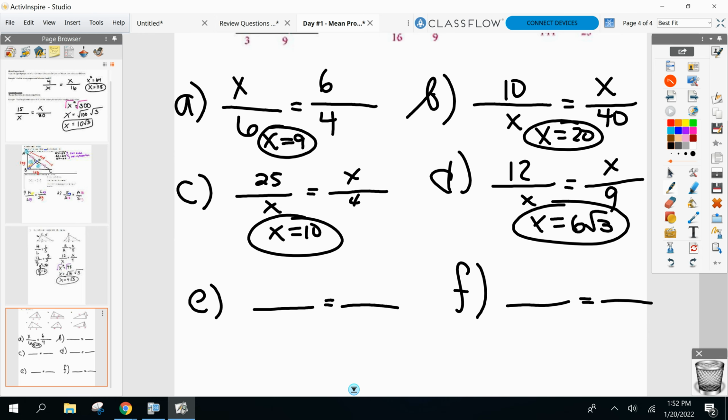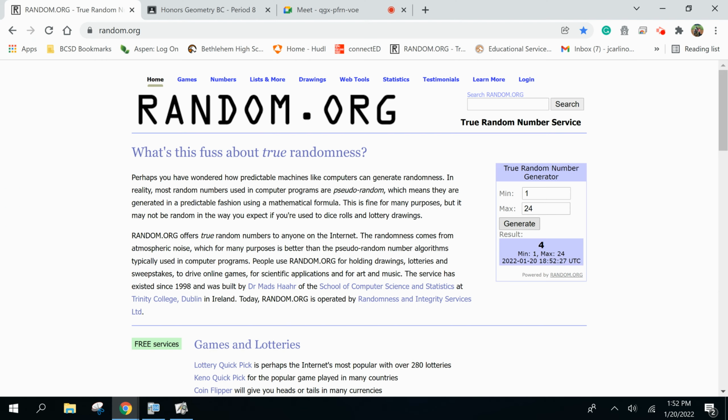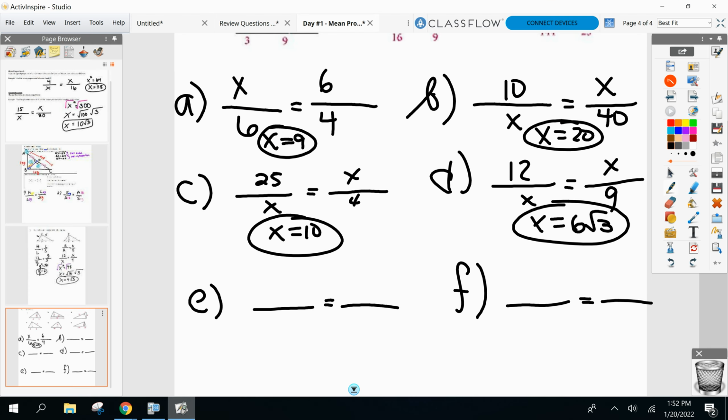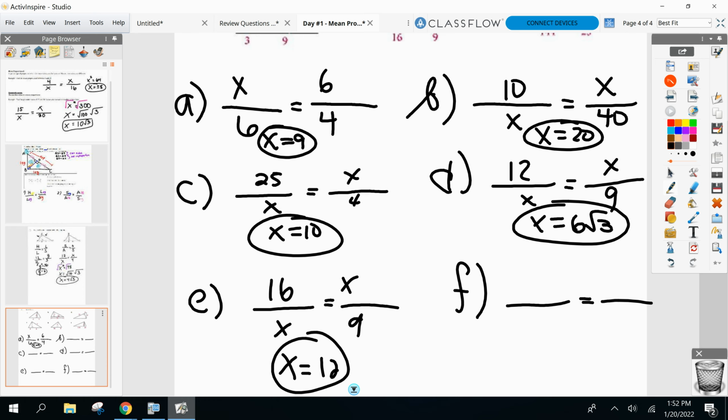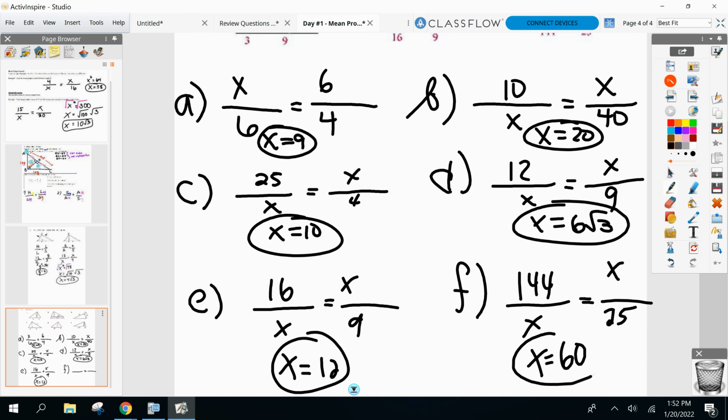E? Griff, what do you got for your proportion? 16 over x equals x over 9. Good job. And that should have been just 12. And finally, finish this out here. Take us home. F. 144 over x equals x over 25. Good. And that 3,600 was a perfect square, which is 60. Any issues here?